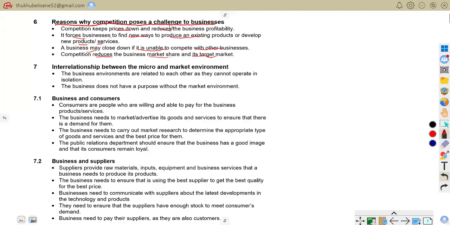Competition reduces the business market share and its target market. So, for example, if Vodacom loses users to MTN, its market drops.